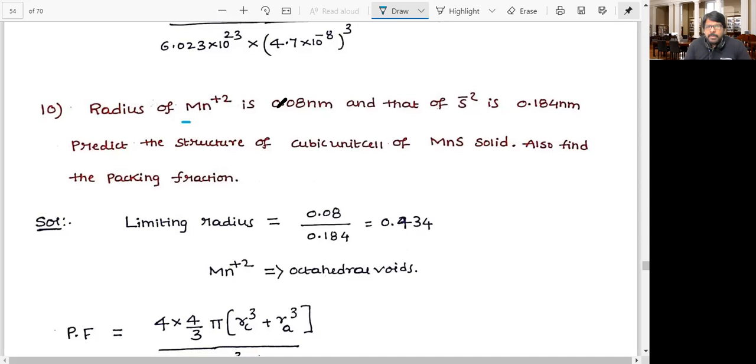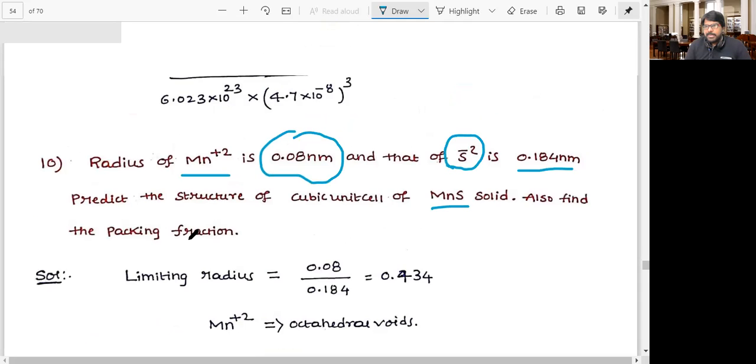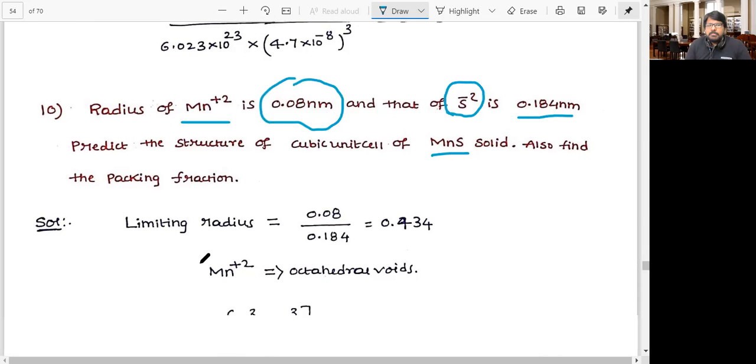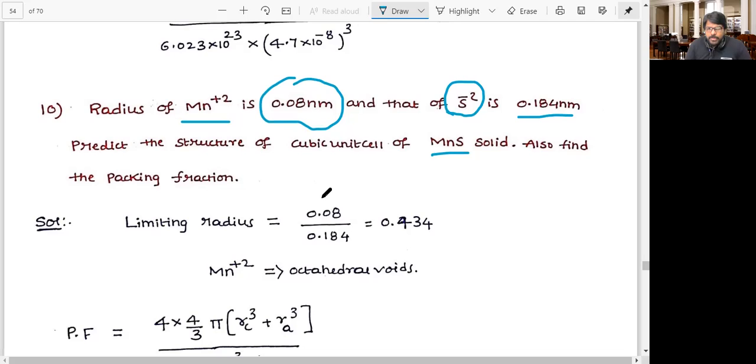Radius of Mn+2 is 0.08 nanometers and that of sulfide is 0.184 nanometers. Predict the structure of the cubic unit cell of MnS solid. Also find the packing fraction. We have to predict what type of structure it is. The very simple logic, first finding the limiting radius. If you find the limiting radius, you are getting 0.434.